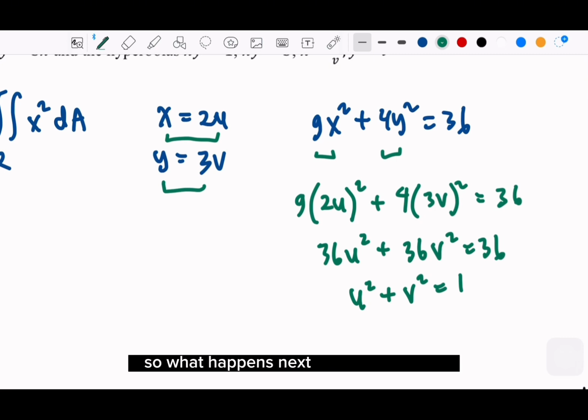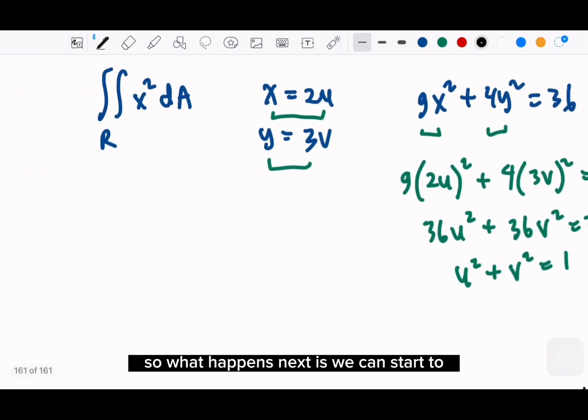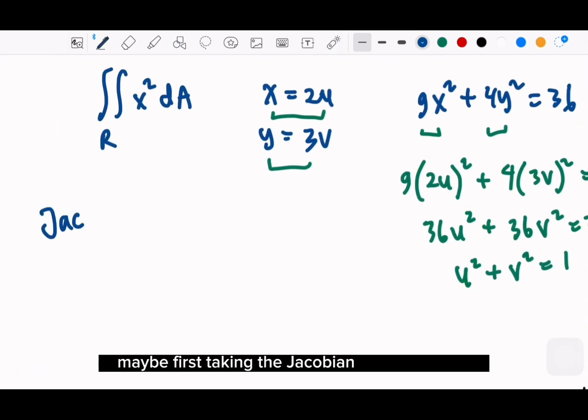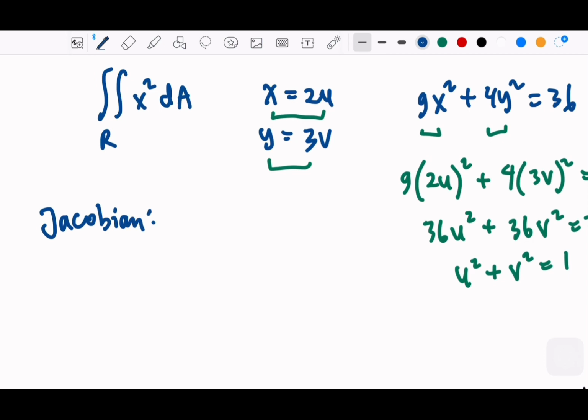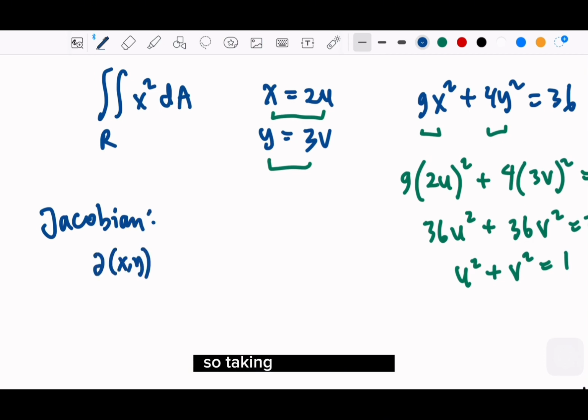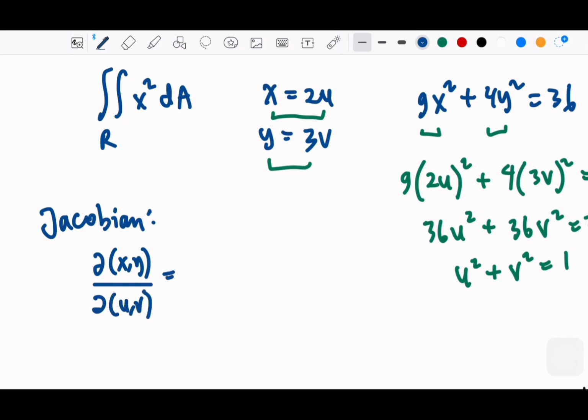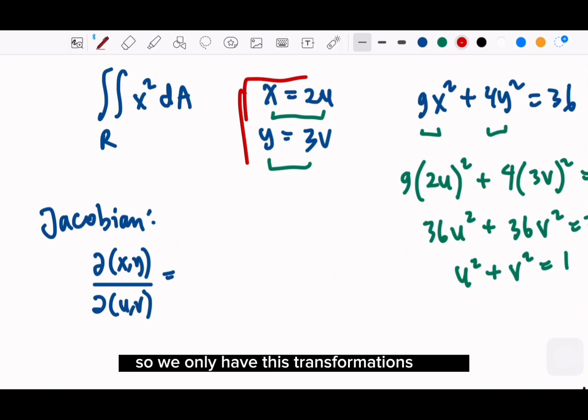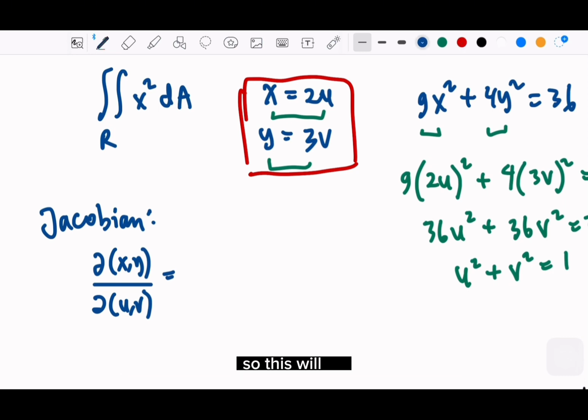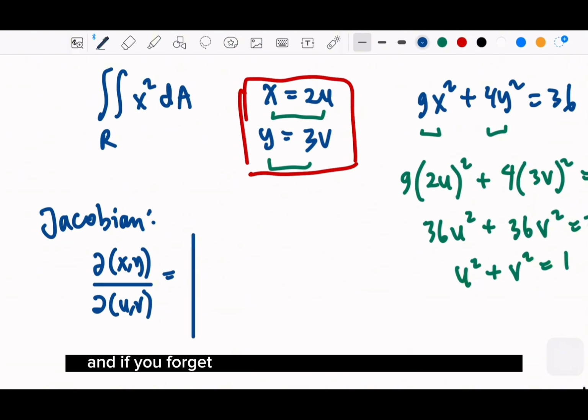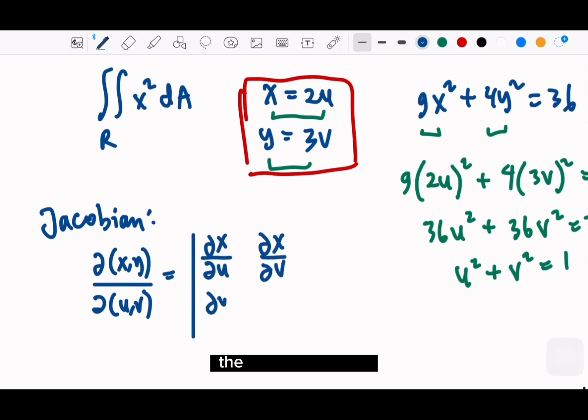So what happens next is we can start by first taking the Jacobian transformation, from xy to uv. So we only have these transformations, right? So x equal to 2u and y equal to 3v, right? So I think we can rewrite this. And if you forget, this is del x del u, del x del v, del y del u, del y del v.